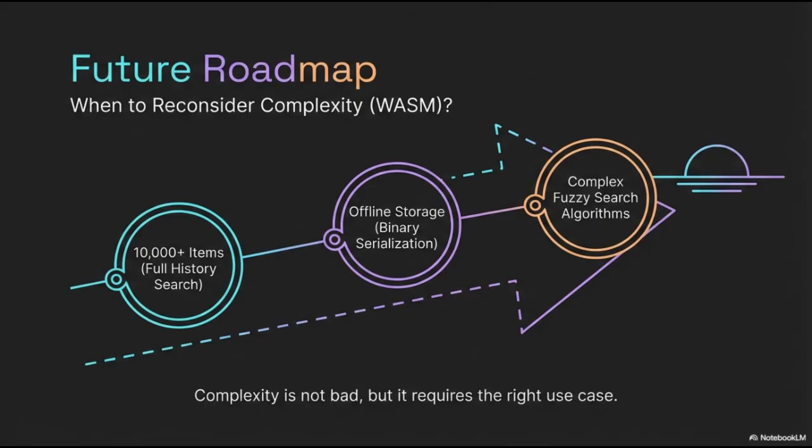The second milestone involves the implementation of sophisticated offline storage. By leveraging binary serialization, we can significantly reduce the overhead of data transfer and storage. However, this requires the computational efficiency of WASM to handle complex encoding and decoding processes without blocking the main thread. Finally, as we integrate more complex fuzzy search algorithms, the sheer number of calculations required makes low-level performance essential. Ultimately, complexity is not inherently bad, it simply requires the right use case to justify the overhead. These three pillars represent the points where that investment provides the highest return for our application's performance and scalability.